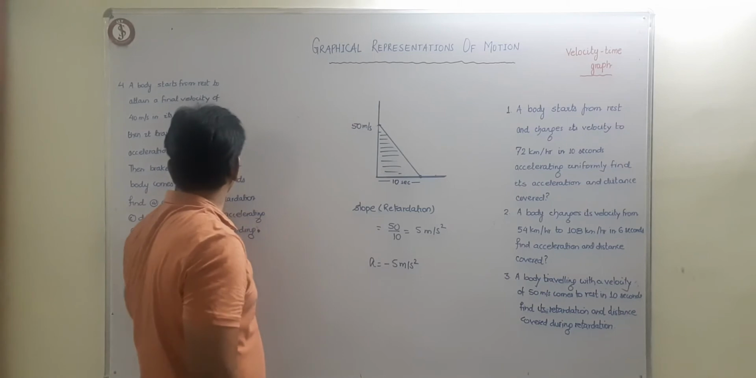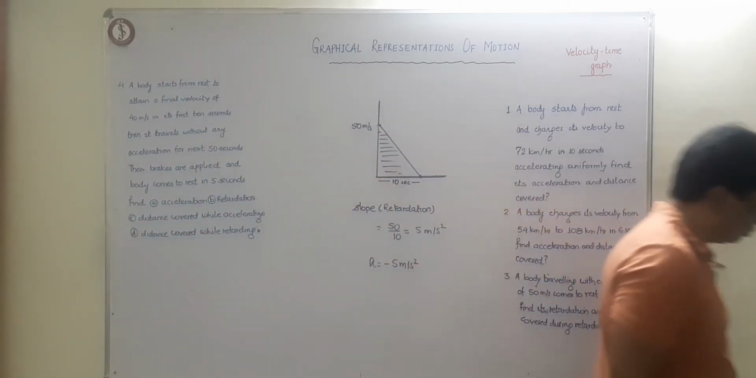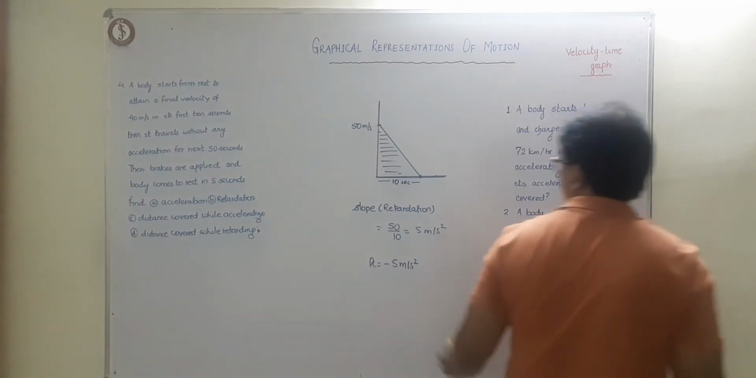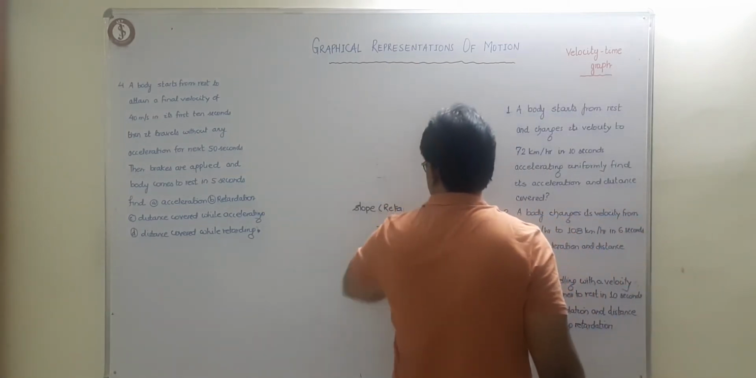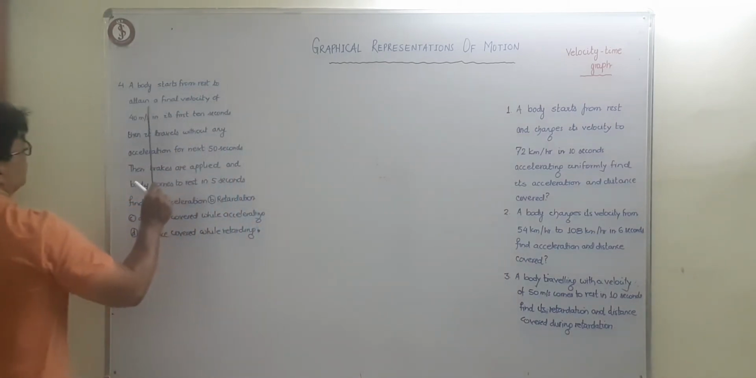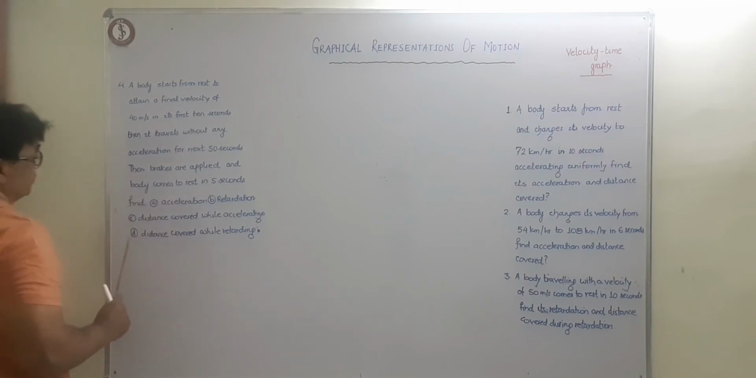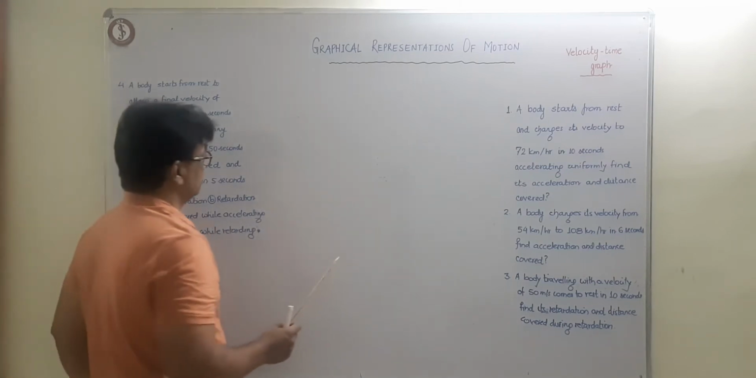And then the last question, when we are coming over here, is one of the best. It will cover everything. So let us go there. So what does it say? We have to read nicely. A body starts from rest to attain a final velocity of 40 meter per second in its first 10 seconds. Okay. So let us see.